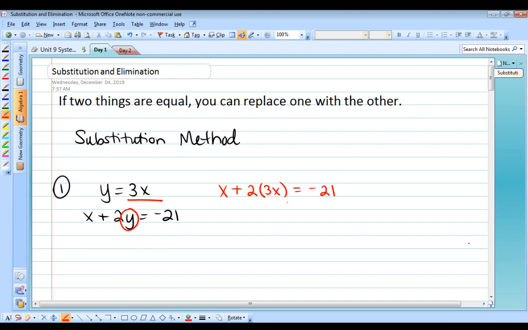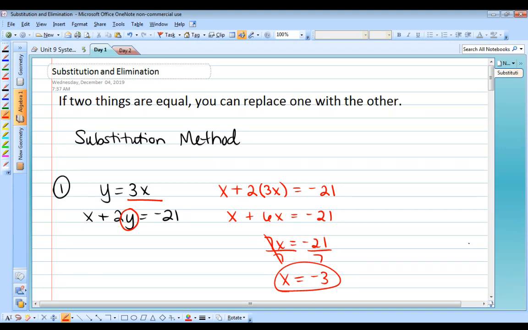So 2 times 3x is 6x. So x plus 6x equals negative 21. And then x and 6x, since they're on the same side of the equal sign, are like terms. I combine those and I get 7x equals negative 21. And then to continue solving, I divide by 7 on both sides. x equals negative 3.